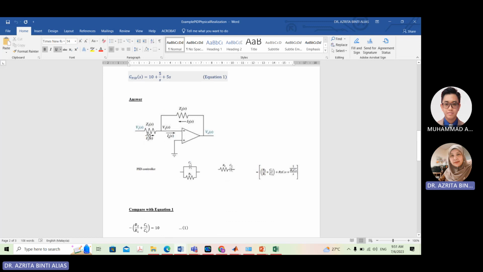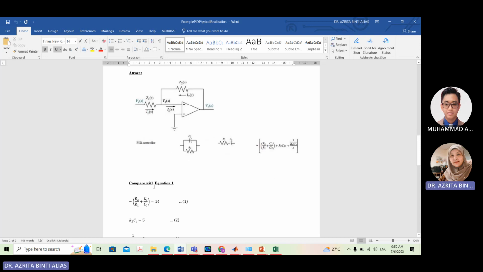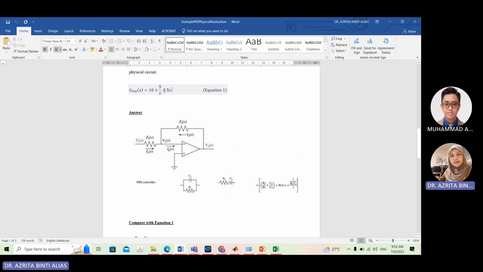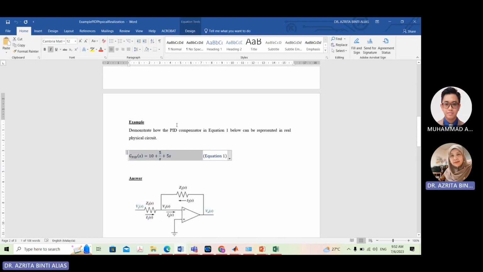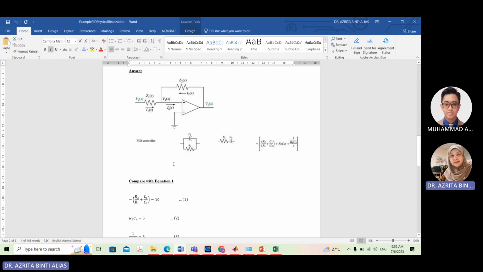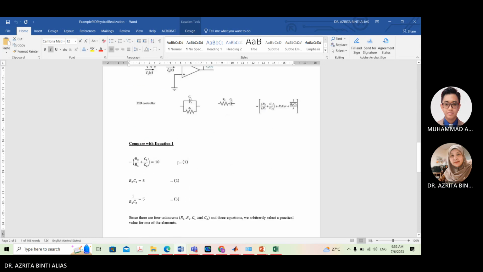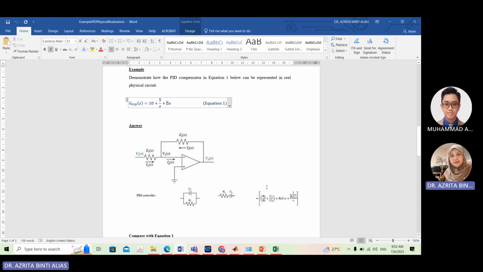So the answer, we refer to this circuit and also the circuit Z1, and this is the Z2, and also the transfer function. Okay, we compare with equation 1. So this is the equation 1 that we obtained from the theory. Tadi yang kita dapat ni example, bukan nak punya. Kalau nanti GPID ni yang you dapat dalam jawapan you tadi lah. So ni just an example. So we compare equation 1 with this equation, equation 1 and equation 2.